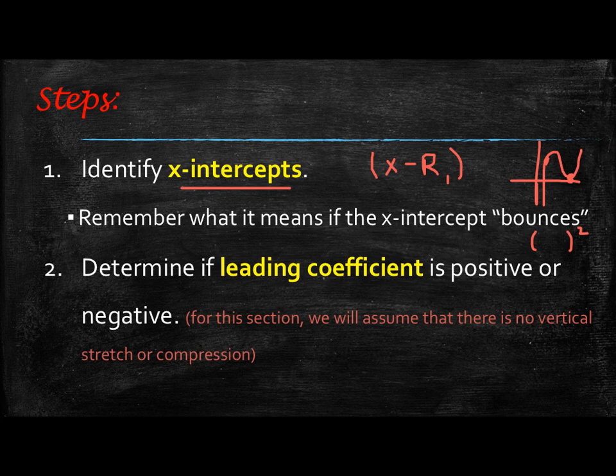Then you're going to determine if the leading coefficient is positive or negative. For this section, we're going to assume that there's no vertical stretch or compression, so therefore our A value is either going to be a positive 1 or a negative 1. And so this is all dependent on the right end behavior. If the right side is going up, then it'll be a positive 1.